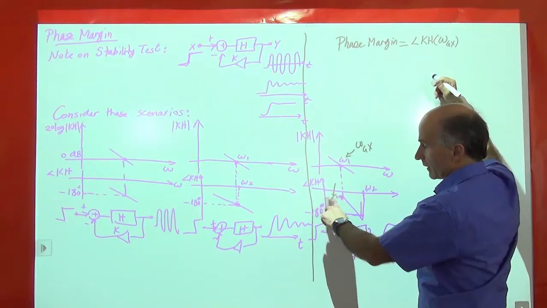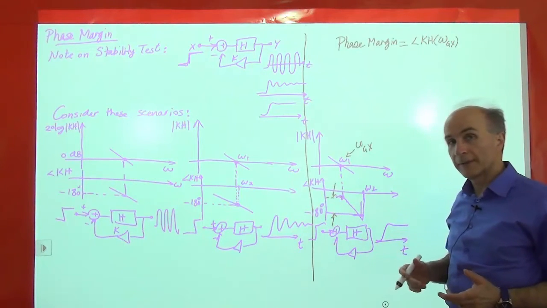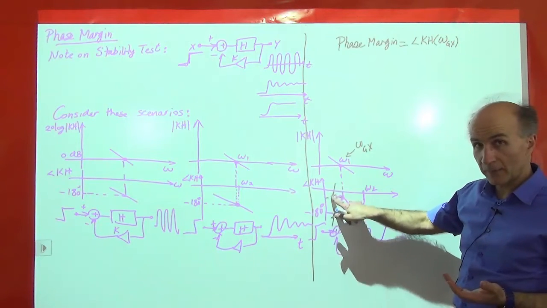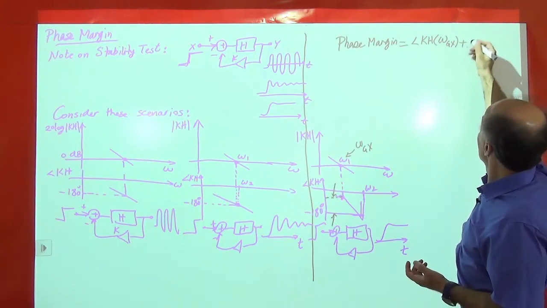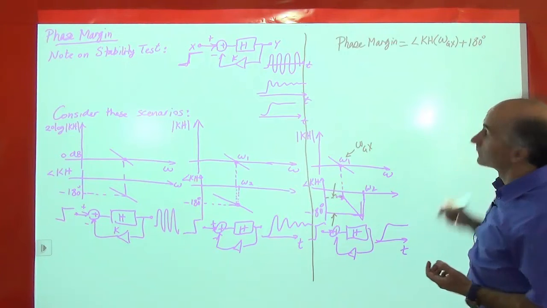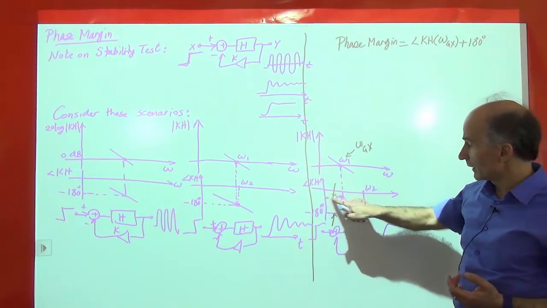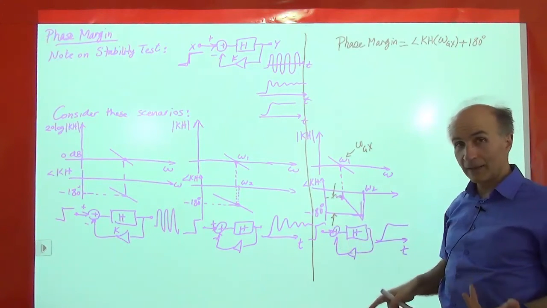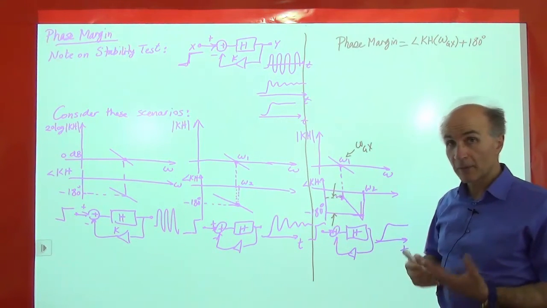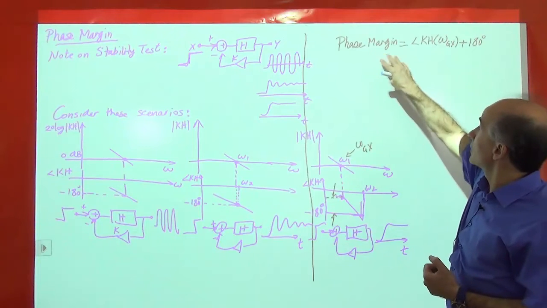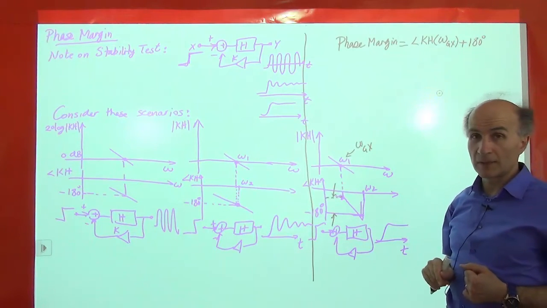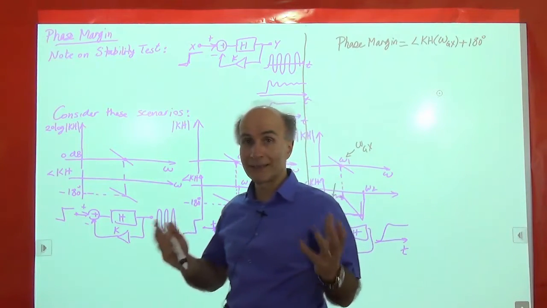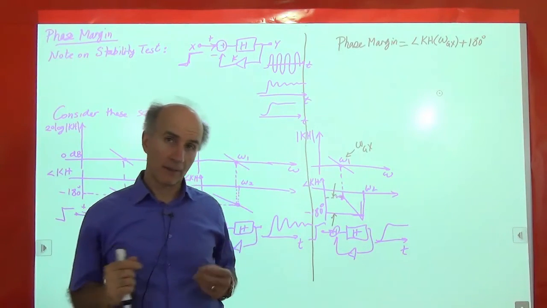So let's say this value is minus 100. But I'm interested in the difference between these two, so I have to subtract this from this. That would be plus 180 degrees. If this angle here is minus 100 and this is minus 180, the difference is 80 degrees. So the phase margin that we have is 80 degrees. The phase margin is a great and beautiful indication of the stability of the system.